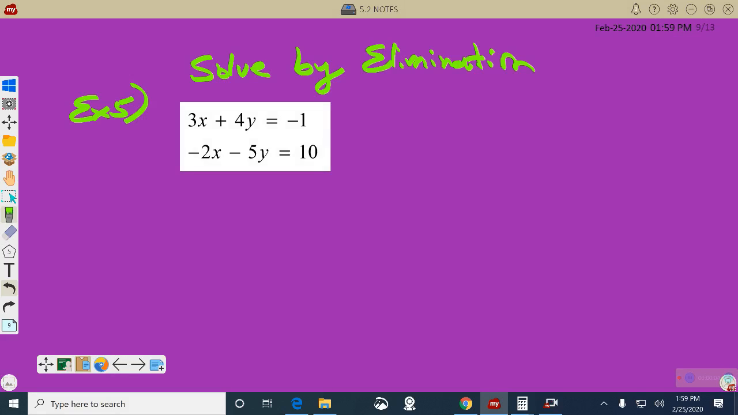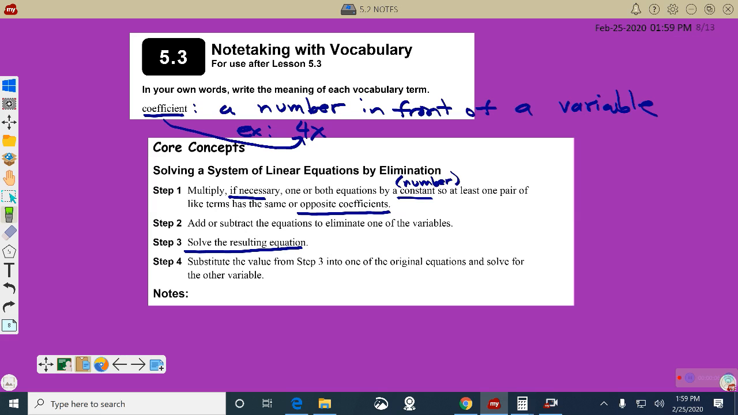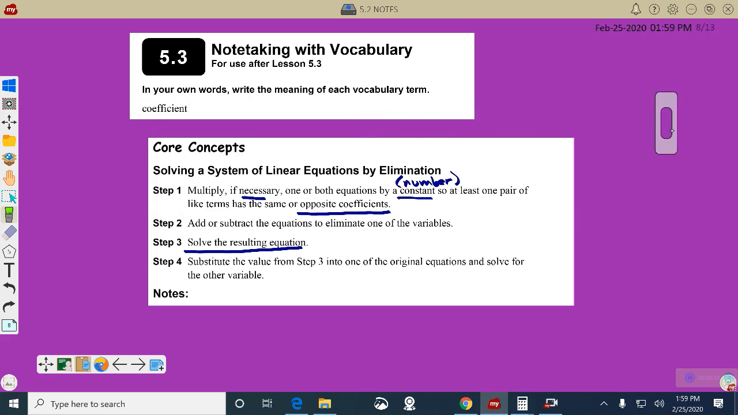So if I look at our notes from last week on elimination, recall, you have these in your folder somewhere in your binder. Step 1 says, watch this, multiply if necessary, one or both, sometimes both equations by a number so that at least one pair of like terms has the same or opposite coefficients. So look at this example here.